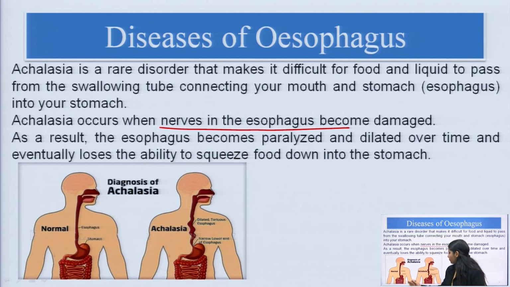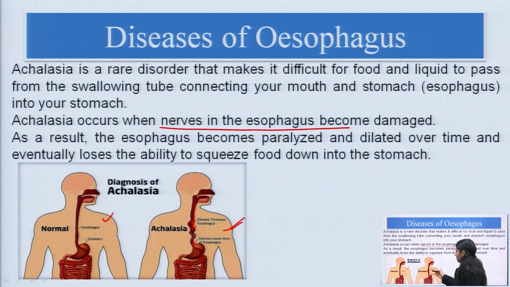So, if you will see these two pictures, the normal esophagus, and one patient with achalasia. So, there is a dilated and tortuous esophagus. We cannot see the contraction and relaxation which is required for passing the food. There is no proper peristaltic movement, just because the nerves are damaged. So, there is a dilated, tortuous esophagus, the food cannot be passed, and we can see a narrow lower end of the esophagus.